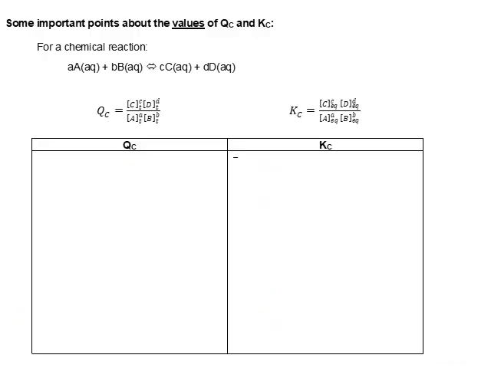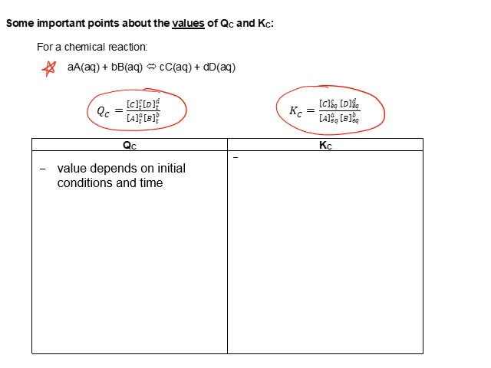This next slide summarizes some important ideas about Qc and Kc. Again, we'll start with our generic chemical reaction of A plus B goes to C plus D with the corresponding coefficients. We can write expressions for the value of Q and also for the value of K. What's important about the reaction quotient Qc? First of all, the value of Qc depends on the initial conditions and on how much time has elapsed.